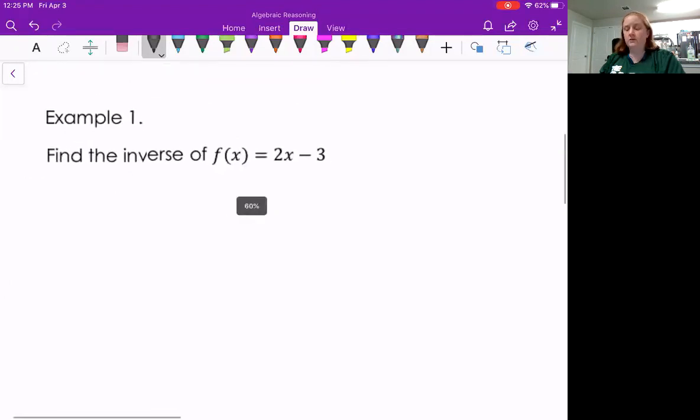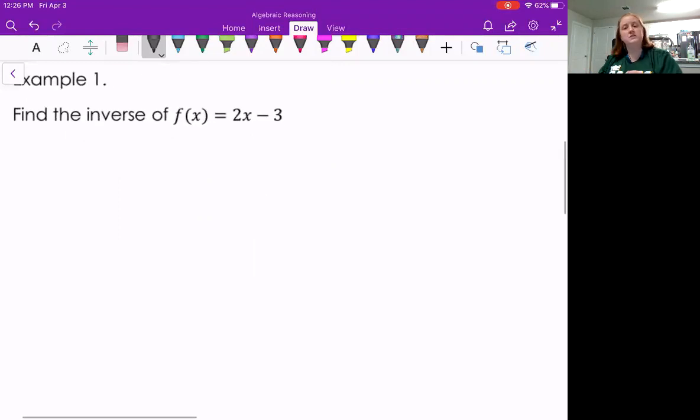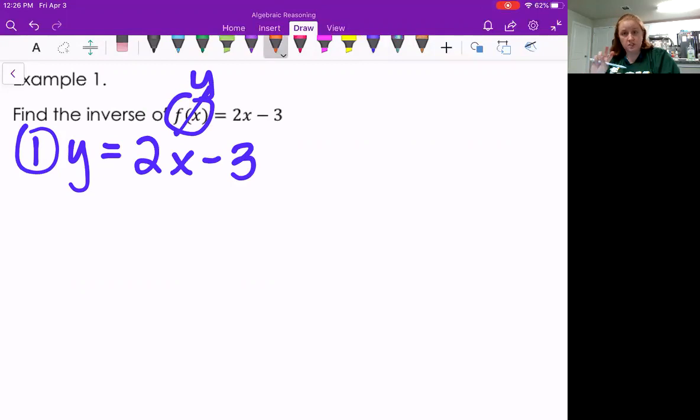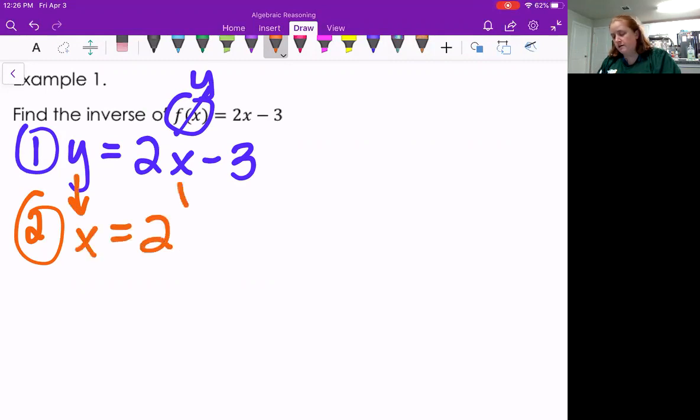All right, so example 1, find the inverse of f of x equals 2x minus 3. All right, so step 1, change any f of x we see to a y. So I'm going to change out that f of x to y. So my new equation, y equals 2x minus 3. All right, step 2 says physically switch out or swap the letters. So our new equation, step 2, switch those letters. So the y becomes an x and the x becomes a y. Everything else with my 2 and my minus 3 stays the same.